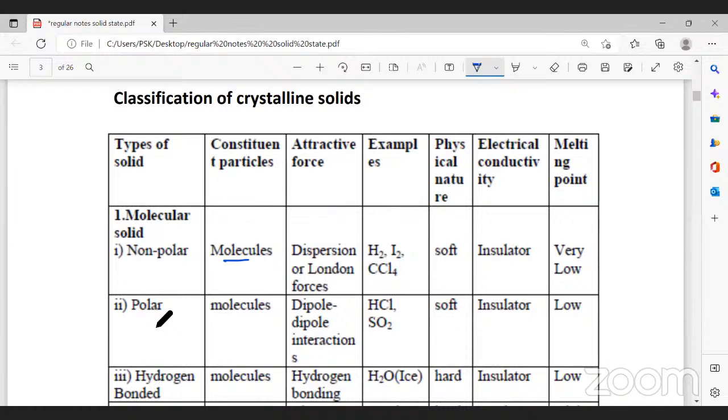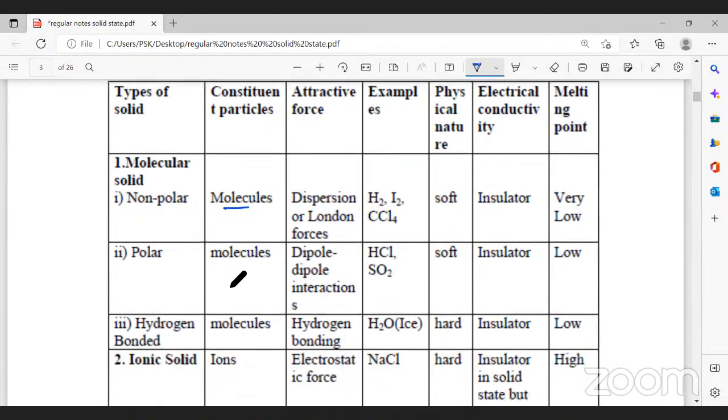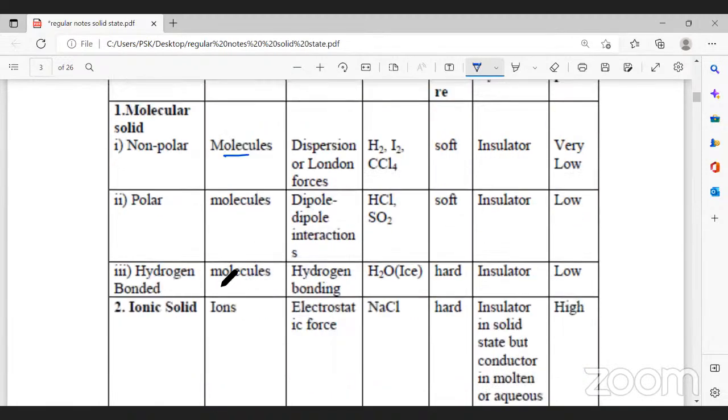Polar solids are molecular solids which are made of heterodiatomic molecules like HCl, sulfur dioxide, etc. They will have dipole-dipole interaction, and they are again soft in nature. They are insulators and they have low melting point. And the third molecular solid we learned is hydrogen bonding molecular solids. Here, the particles are molecules. Example, water in solid state. It's hard, it's an insulator, and it has low melting point.